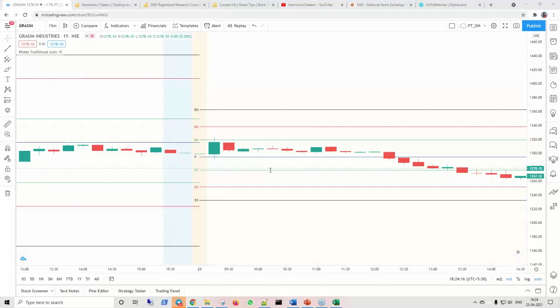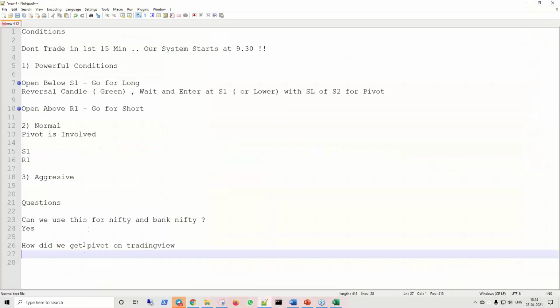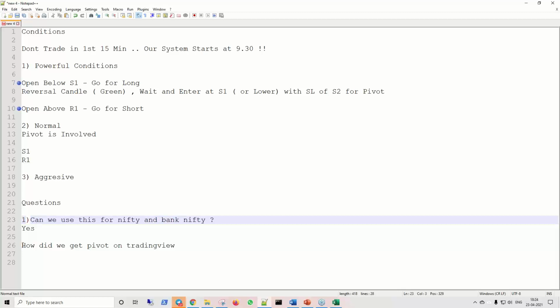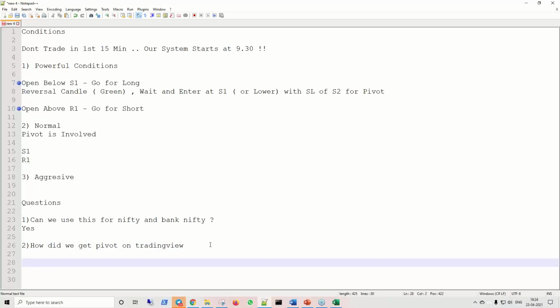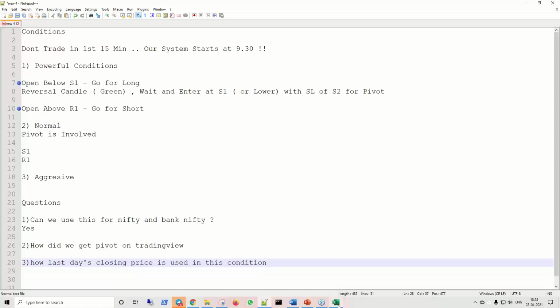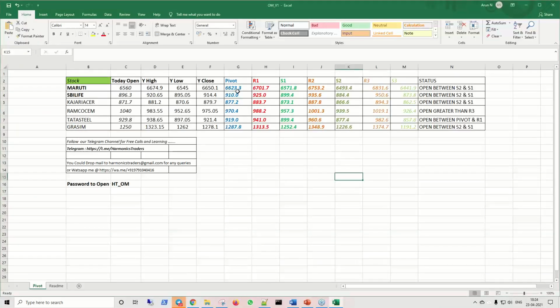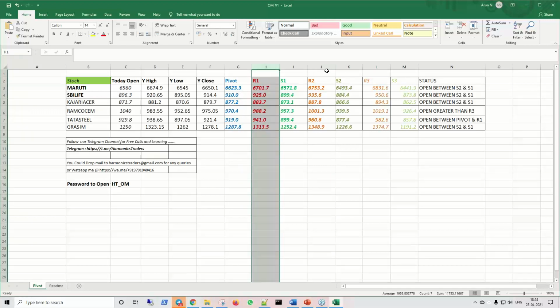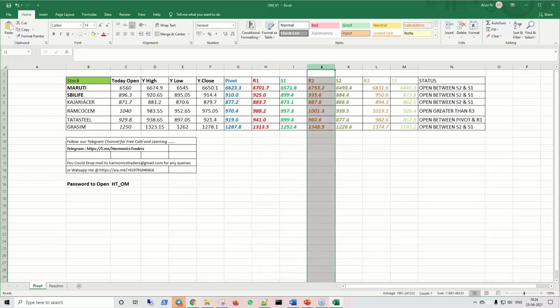How is the last day's closing price used in this condition? The last day's close is used for finding the pivot. Without the last day's close you can't calculate these values, right? So in general we know R1 is resistance, and the stock or index is going to respect it and fall, and R2 is the next major resistance. But when will these work, or on what condition are they going to be very powerful? That is the ideology of this method.